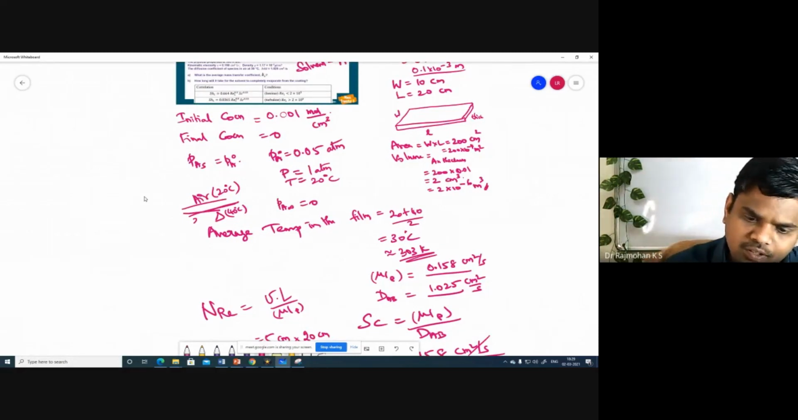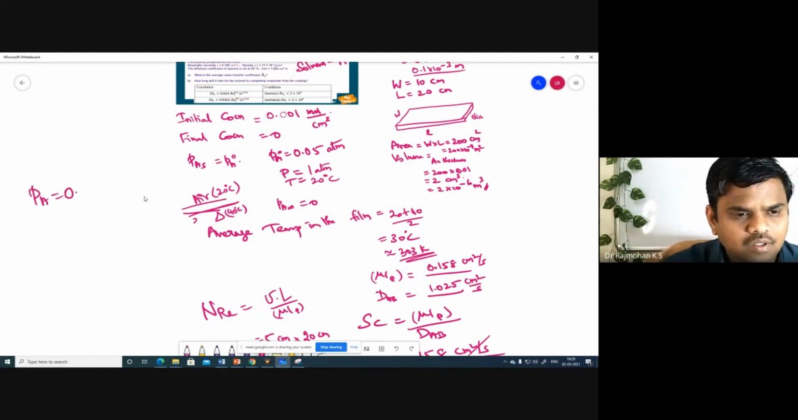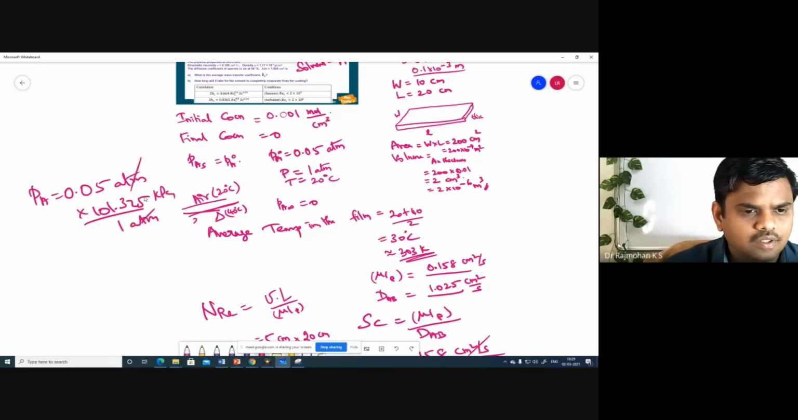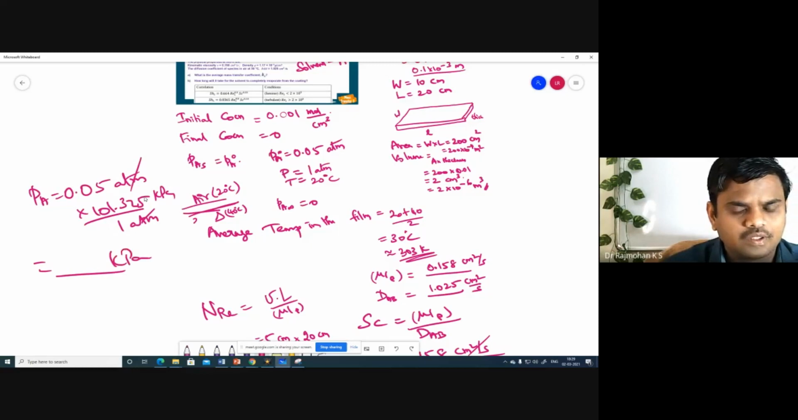So the PAS value is 0.05 atmosphere, right? So we'll do that. 0.05 atmosphere, we multiply by 101.325 kilopascal divided by 1 atmosphere. We get this much kilopascal. So what is the value?